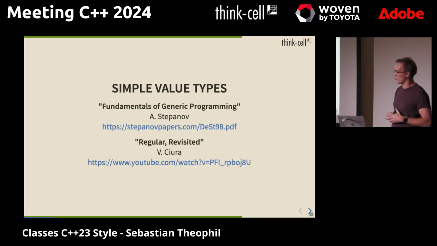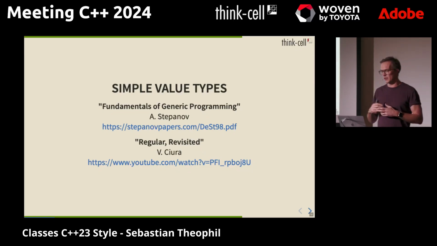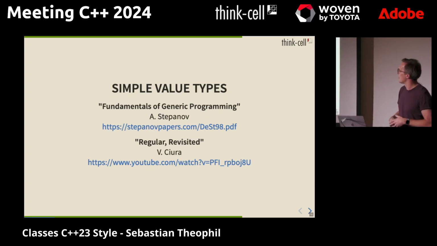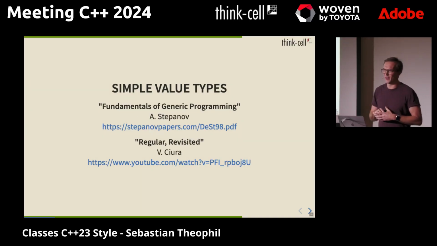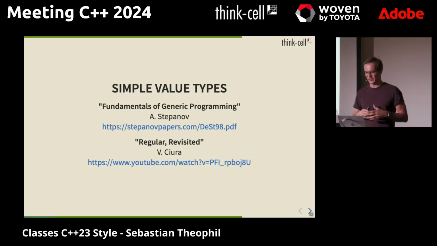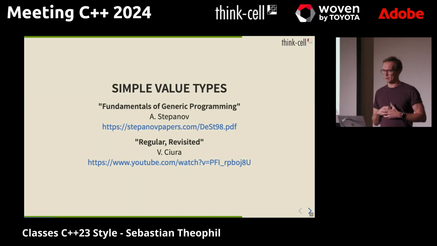There are very formal definitions. This all goes back to Alexander Stepanov's paper, Fundamentals of Generic Programming, where he developed this idea that there should be concepts and types should fulfill those concepts, and then we talk about the operations we can do on those types. And there were a lot of talks about value types in recent years, for example, by Victor here. Regular Revisited was one of those talks that summarize how we think about value types and why they're important. So I don't have to repeat that here.